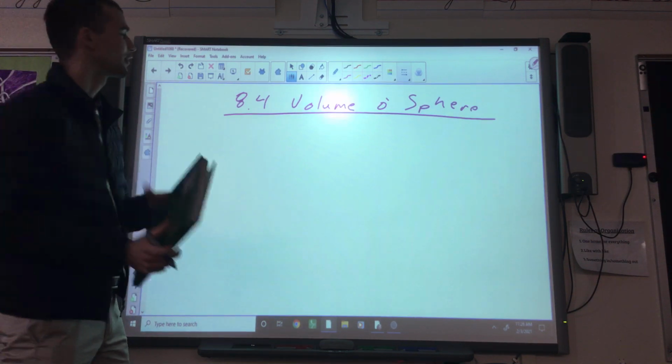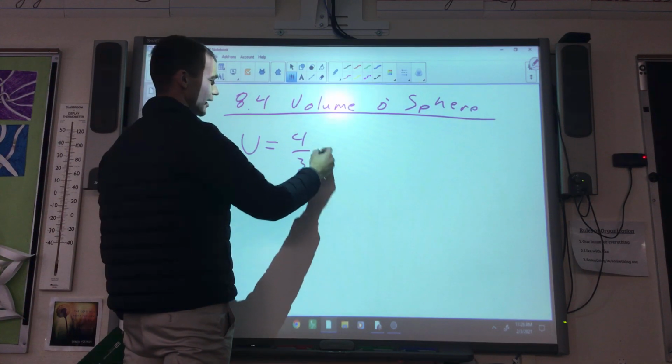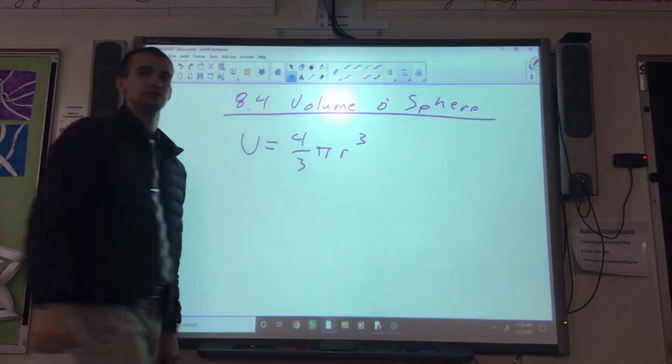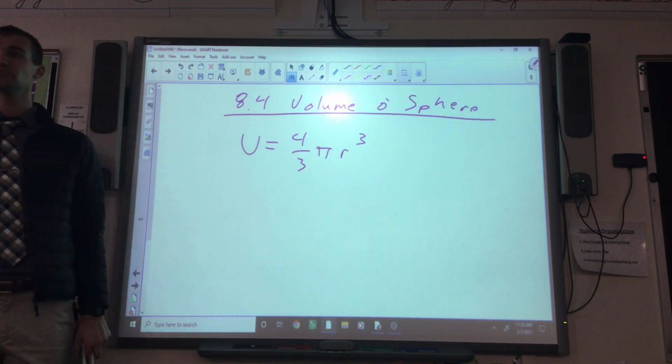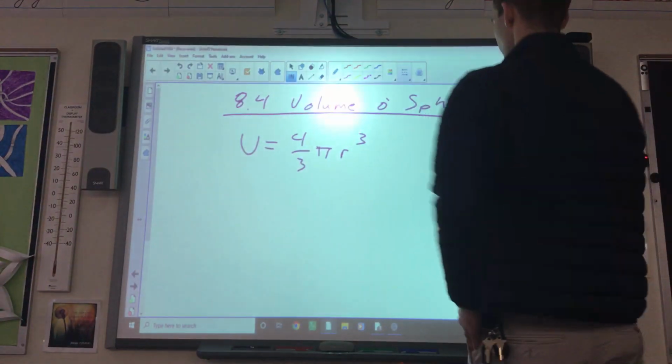Okay. All right. Well, anyways, the formula for the volume of a sphere, this is basically the only thing that you need today. 4/3 pi r cubed. Parts of this kind of make sense if you're trying to understand why it is the way that it is. I mean, think about it.